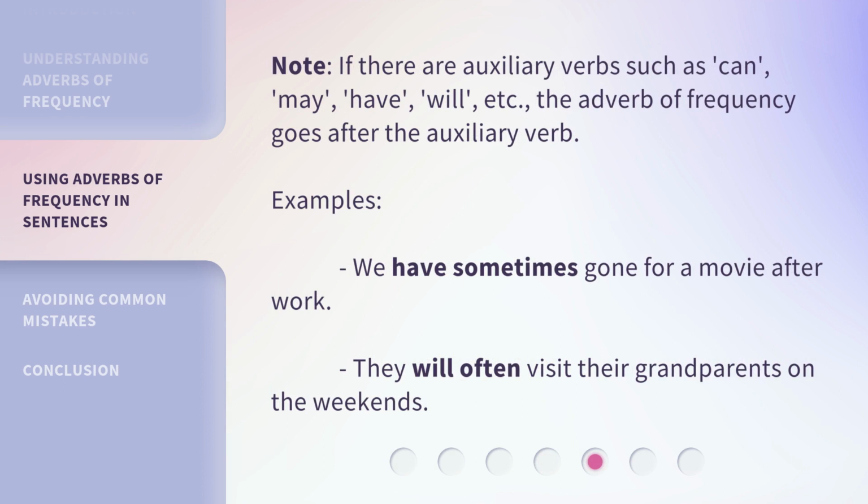Note: if there are auxiliary verbs such as can, may, have, will, etc., the adverb of frequency goes after the auxiliary verb. Examples: we have sometimes gone for a movie after work. They will often visit their grandparents on the weekends.